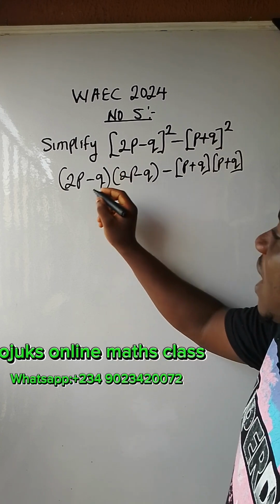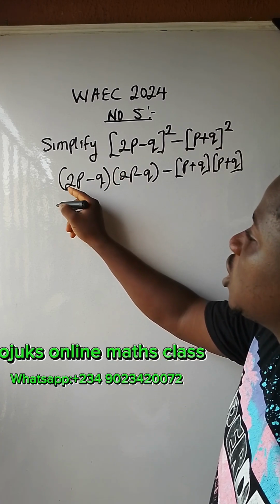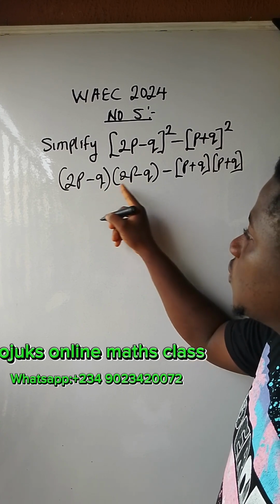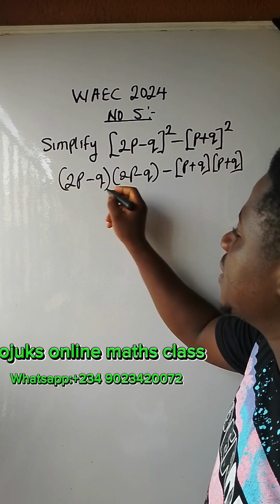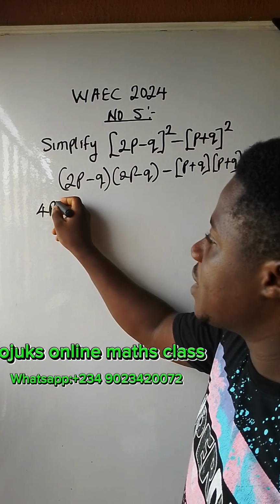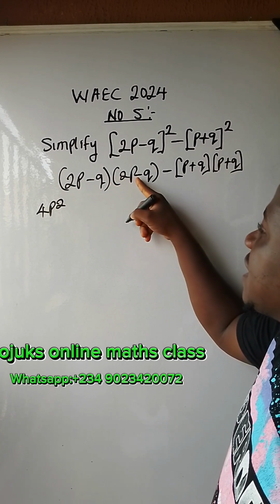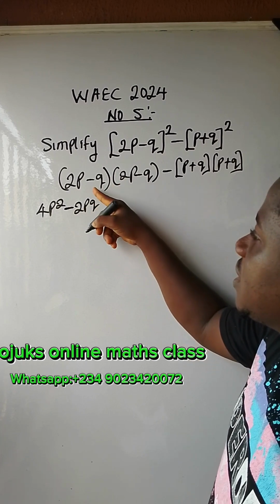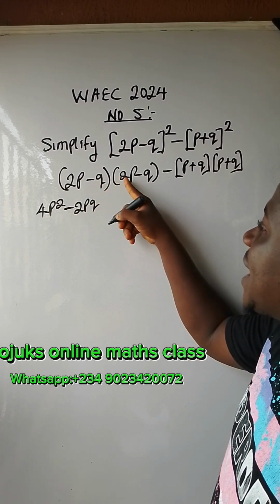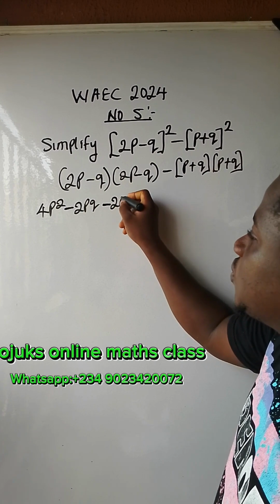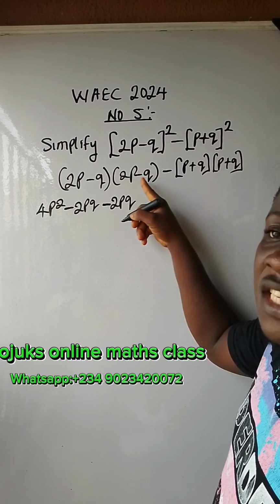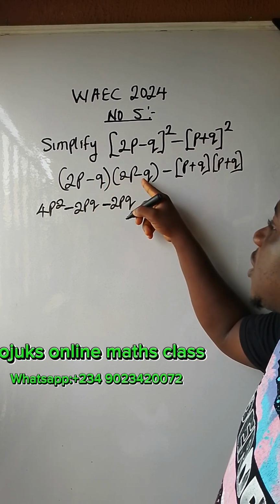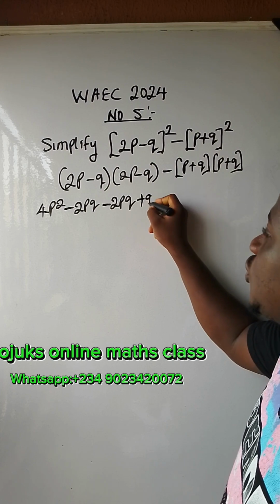Now let's do the expansion immediately. Remember that each term in this bracket will multiply every term in the other bracket. 2p times 2p is definitely 4p squared. Then 2p times minus q is minus 2pq. Minus q times 2p will give us minus 2pq. Then minus q times minus q, minus times minus is plus, of course, you know that, so it gives us plus q squared.